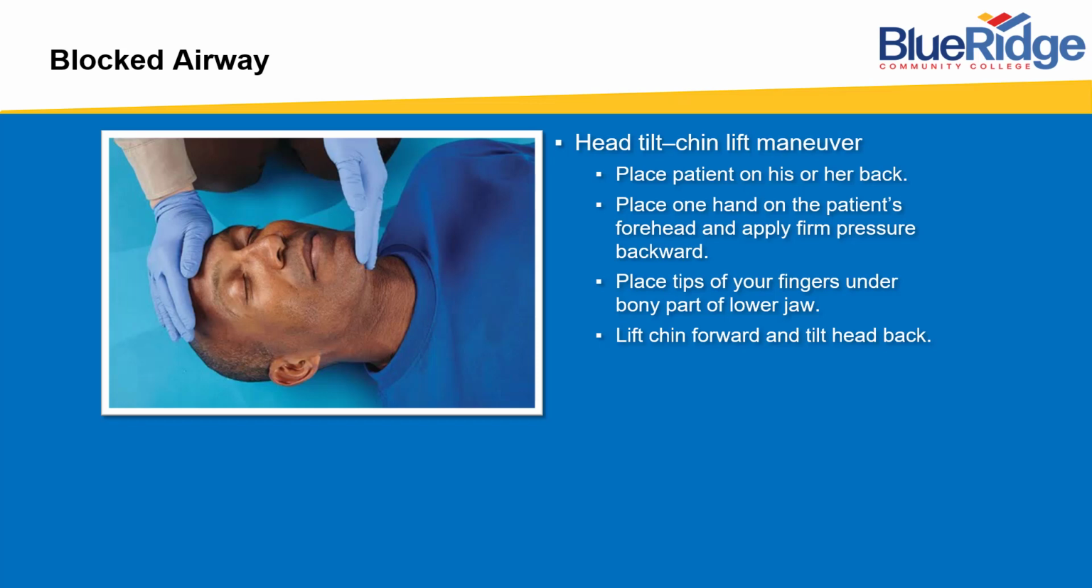The head tilt chin lift maneuver is a good way to open the airway when you do not suspect spinal injury. Place the patient on his or her back, kneel beside the patient, place one hand on the patient's forehead, and apply firm pressure backward with your palm. Place the tips of your fingers of the other hand under the bony part of the lower jaw, or near the chin, and lift the chin forward to help tilt the head back.